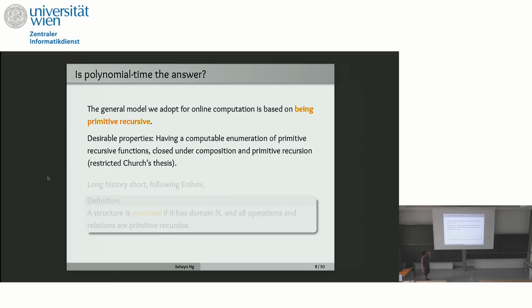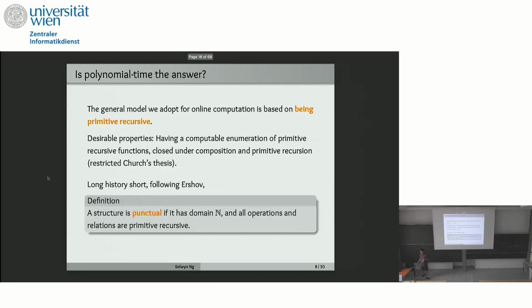You have closure under composition and primitive recursion, which are the two operations that we will use most of the time. And there is also this restricted Church's thesis, which basically says that any algorithm has a primitive recursive implementation if you can write a pseudocode for it that doesn't use the while loop. You're allowed to use a for loop as long as you specify how many times to repeat the loop.